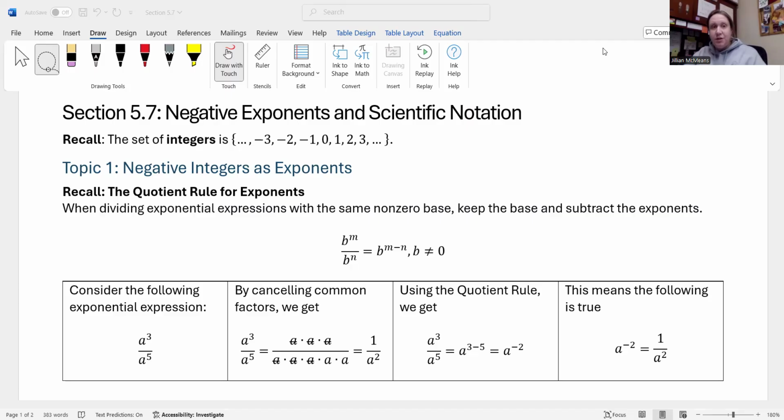Okay, the last section in this chapter, we're going to talk about negative exponents and scientific notation. They seem a little disjoint at first, but they do go together nicely. So you do need to remember a couple of things. First, integers. We're going to talk about integers and natural numbers.